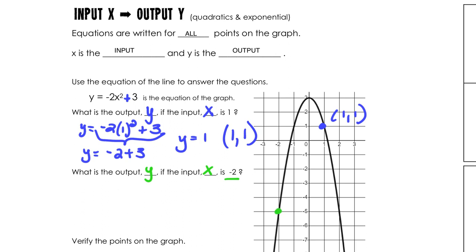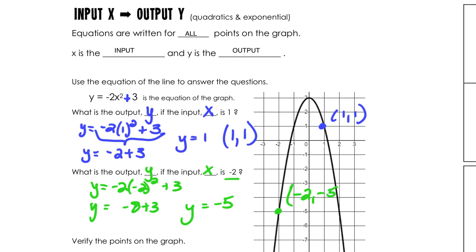All right. So y equals -2 times -2 squared plus 3. -2 squared is +4. +4 times -2 would be -8, plus 3. So y equals -5. Is that where we ended up? It sure is. -2, -5. So it checks, and it checks.